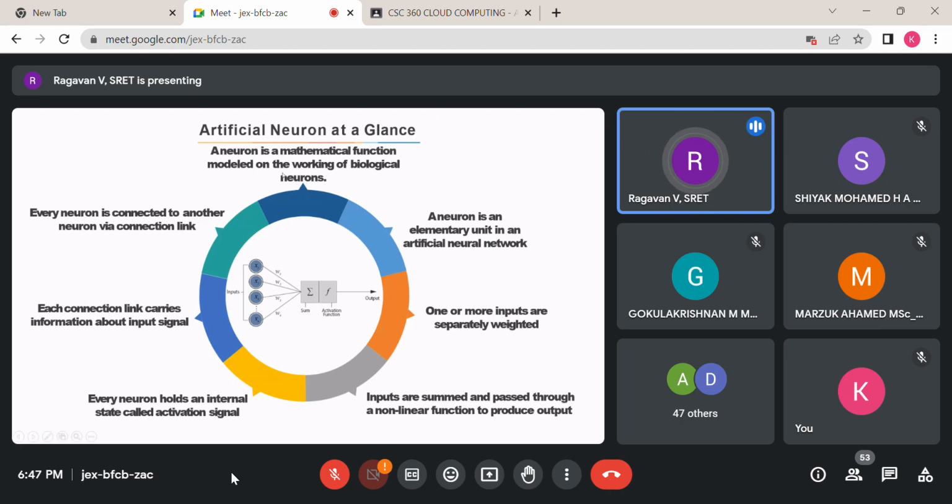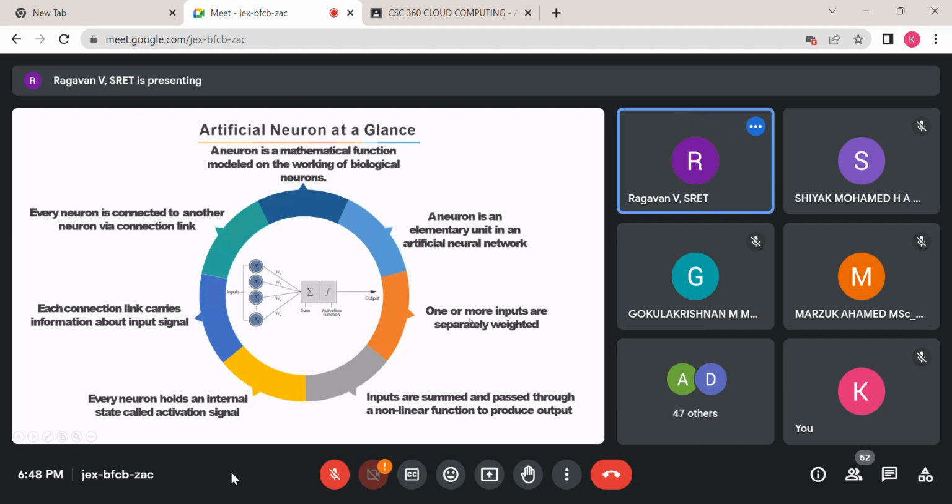So the first is, a neuron is a mathematical function modeled on the working of biological neurons. Second, a neuron is an elementary unit in an artificial neural network. So don't say, sir, the neural network has only one neuron. Each and every circle in the hidden layer of the neural network is called a neuron. The second point is, a neuron is an elementary unit in an ANN, or artificial neural network.